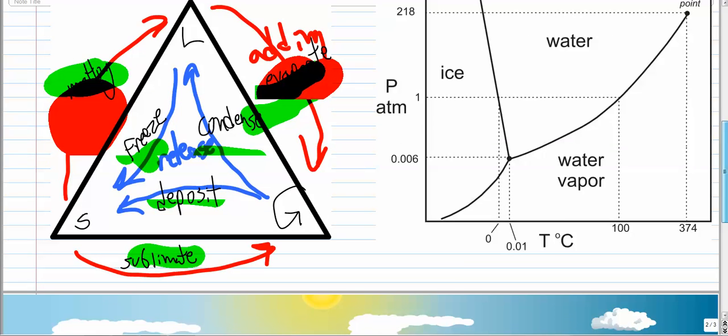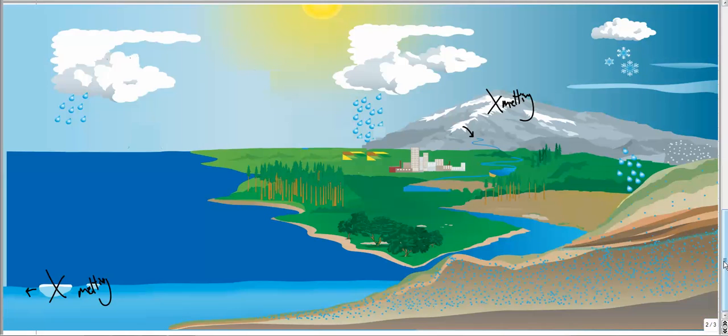Okay, so evaporating down here. Evaporating is going from a liquid to a gas. So this one might surprise you. This might be in more places than you think. Right here, from the ocean up into the air, you could have evaporating. I'm just going to write evap because I'm feeling kind of lazy. You could have evaporation happening from this river or lake or whatever this is.